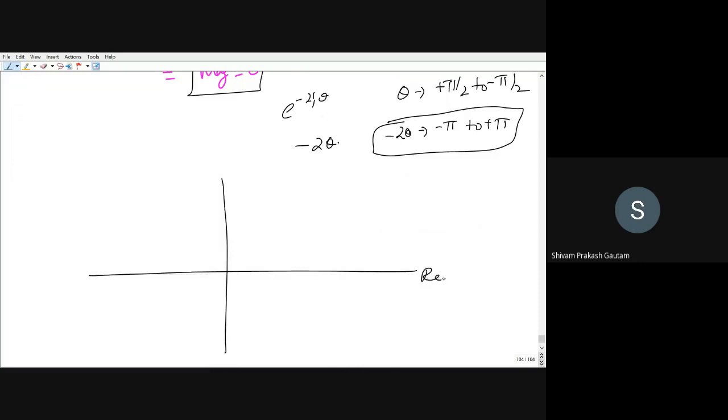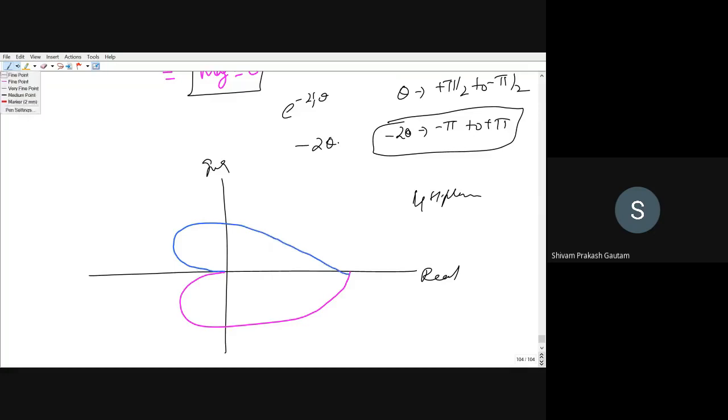So if I want to draw the complete Nyquist plot, this is my real, imaginary, and this is my GH plane. The polar plot was somewhat looking like this, and its mirror image was somewhat looking like this. And the third part, that is the plotting of the semicircle, was at infinity. So you can see I have drawn it at infinity. Now you can draw the direction. This is how the direction will look.